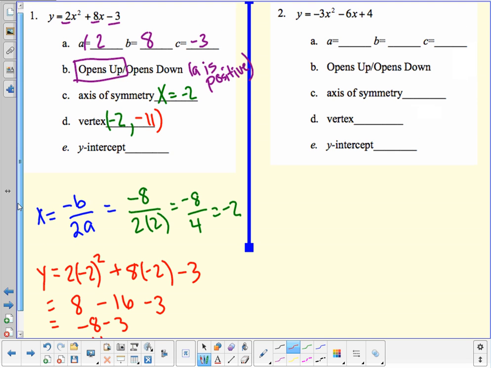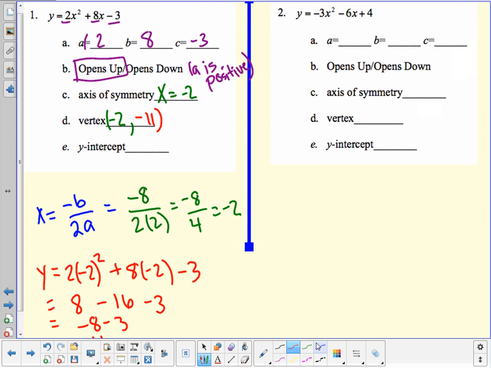And the last thing that we can use to help us graph these is finding the y-intercept, and the y-intercept is pretty easy. That's the c term, and the c term here is negative 3.